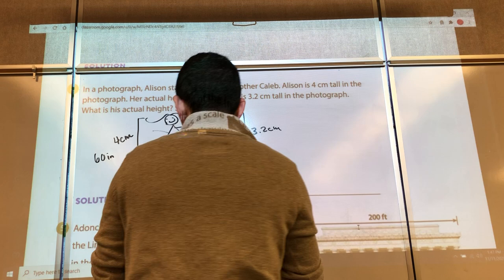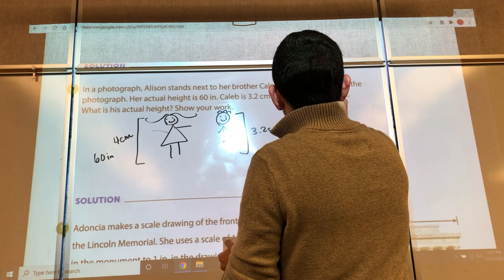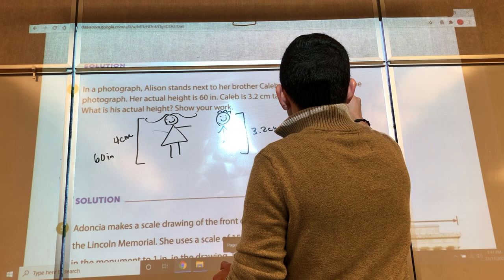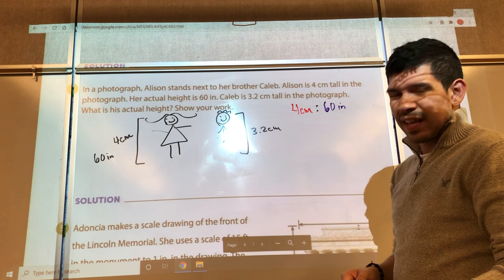Ladies and gentlemen, we know that for every 4 centimeters, you get 60 inches. Because it's telling us that Allison is four centimeters in the photograph, but she's 60 inches in real life. So it's gonna be 4 centimeters to 60 inches. Let's make that a little bit easier.